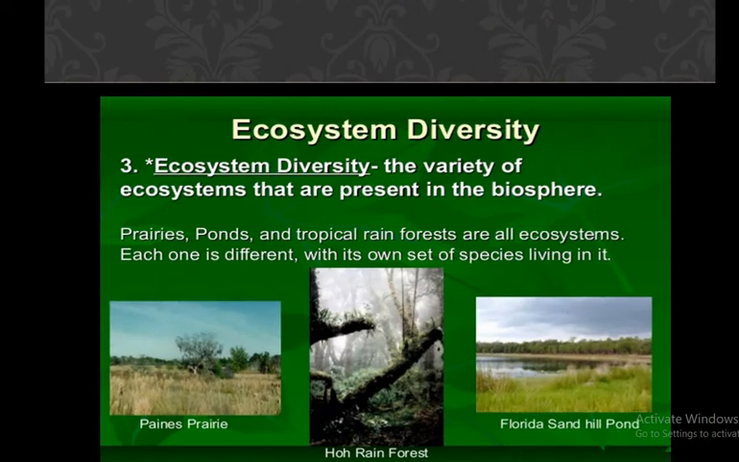Next is ecosystem diversity. Now, what is ecosystem diversity? It's the variety of ecosystems that are present in the biosphere. For example, ponds and tropical rainforests are all ecosystems, each one different and with its own set of species living in it.